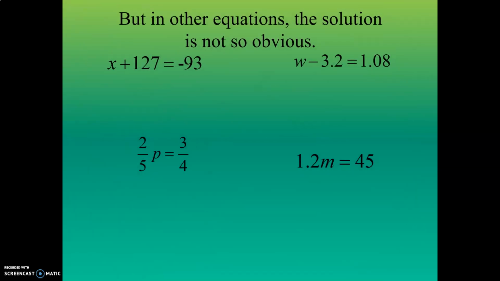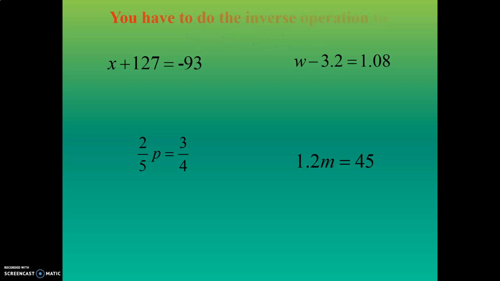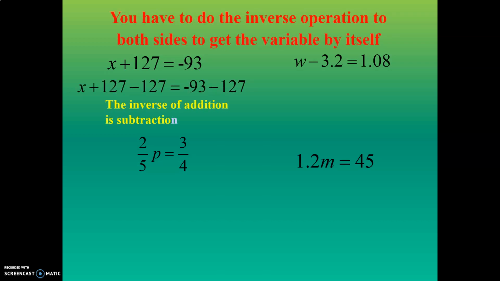Let's take a look at these ones. So if we have x plus 127 equals negative 93, if we do the inverse operations, since the inverse of adding is subtracting, we just subtract the 127 and simplify, and we get our solution.